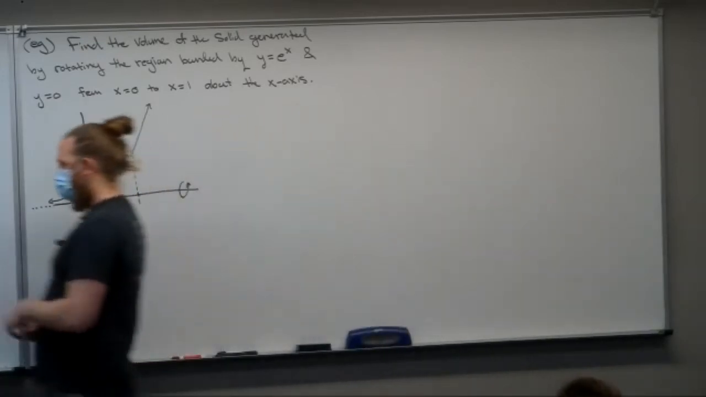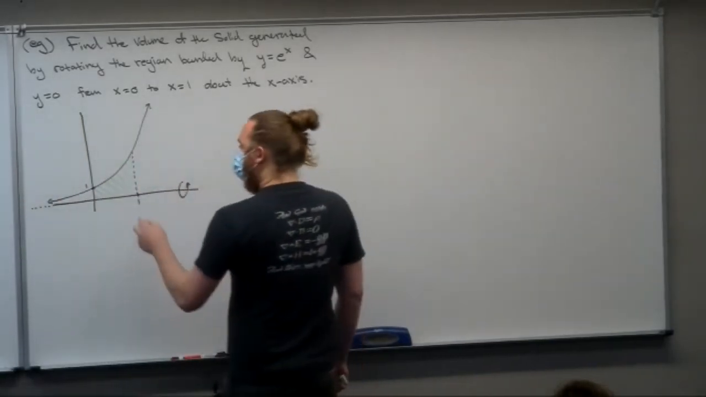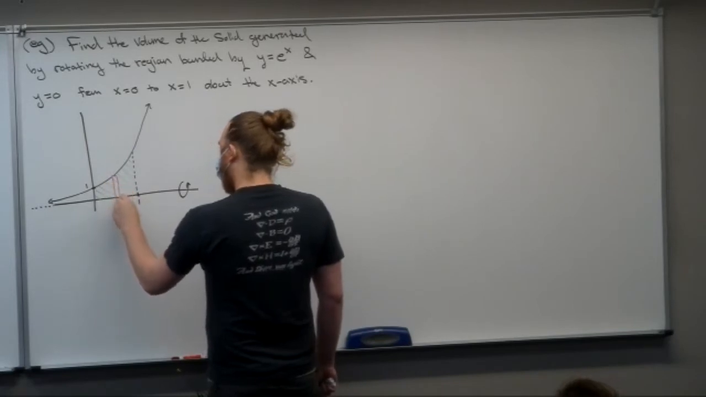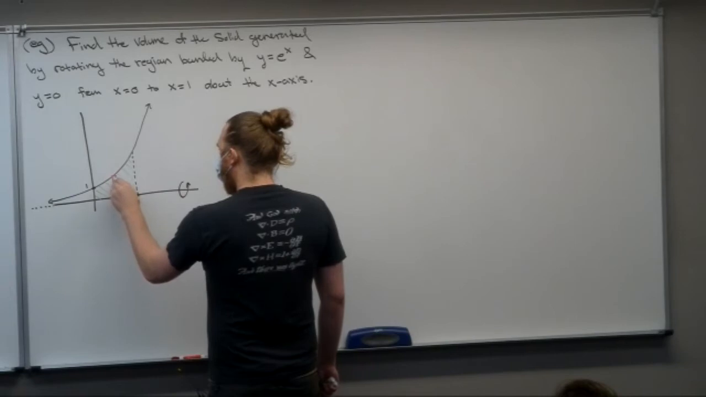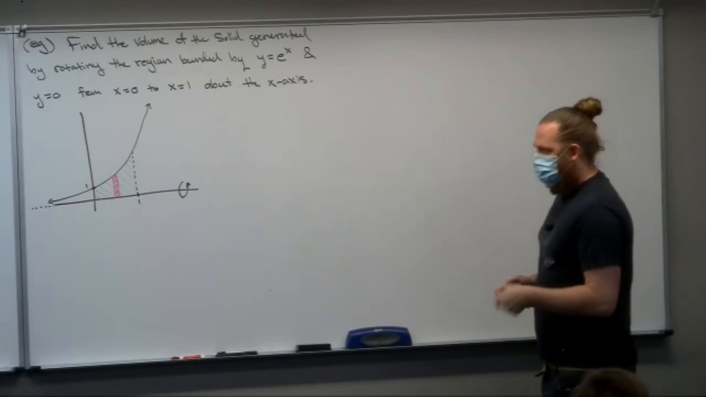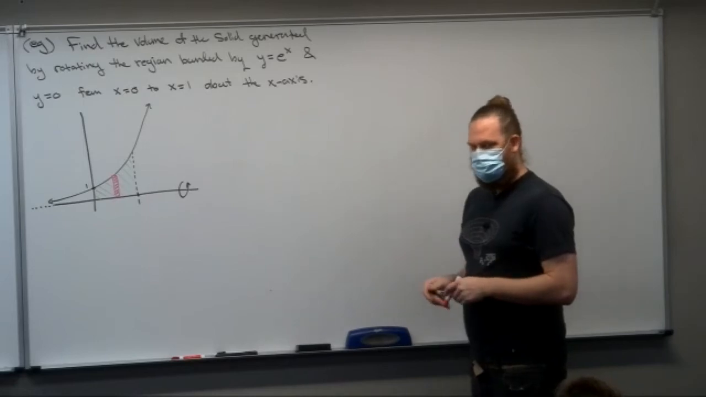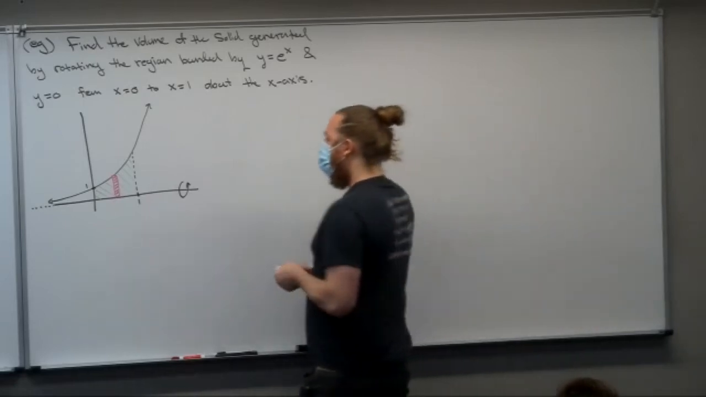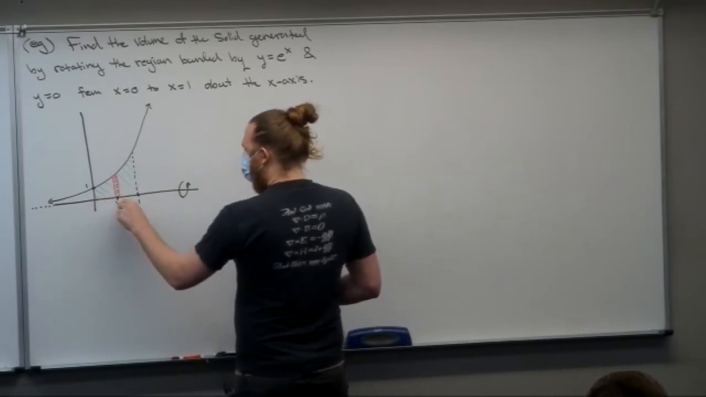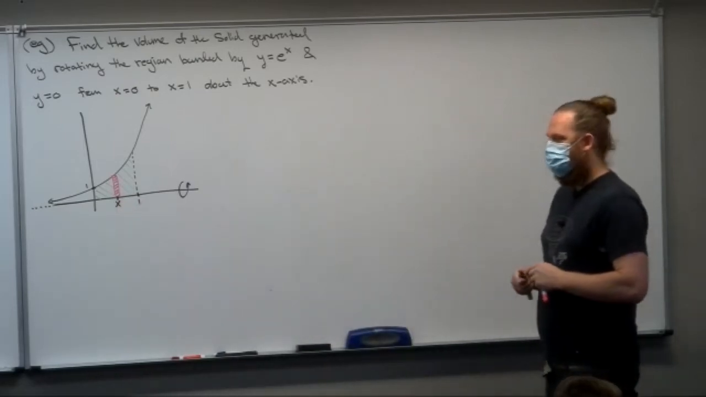Next, the strip. We'll switch to pink for the strip. The strip for the disc washer method, which is the method we're using here, is always drawn perpendicular to the axis of rotation. It's important. The strip is always drawn perpendicular to the axis of rotation at an arbitrary location within your region. So you don't want to draw it at one end or the other end. You want to draw it somewhere in the middle, always with the understanding that it is at an arbitrary location.